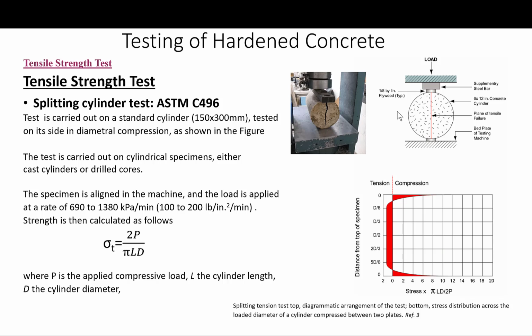Of course, we load the cylinder in this arrangement until failure. The tension stress is expressed as follows, as you can see in this equation, which is sigma sub t, the tensile splitting stress, where P is the applied compressive load, L is the length of the cylinder, and D is the diameter of the cylinder.